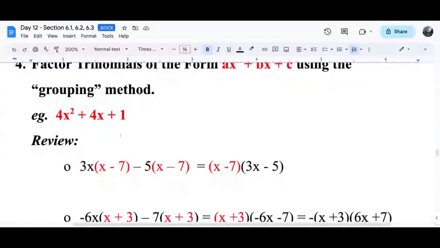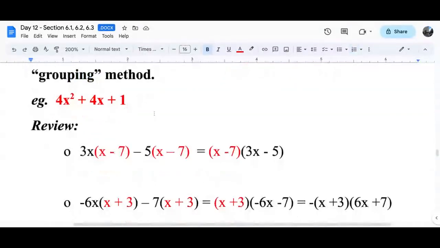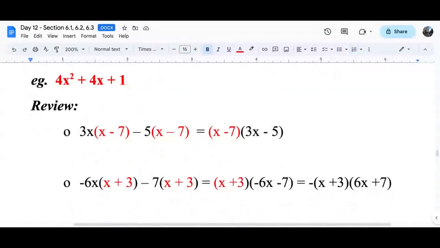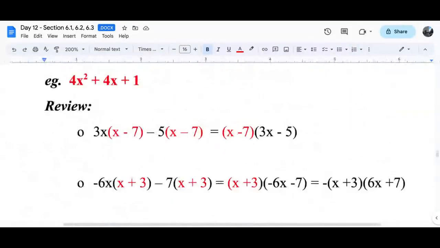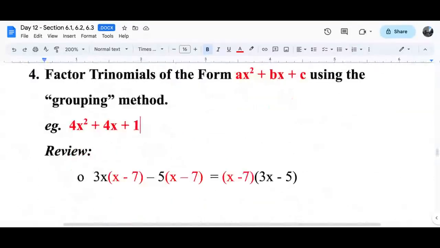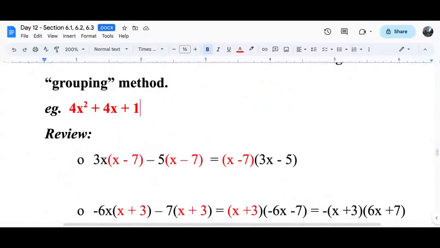Okay, let's keep moving. Something called the grouping method. Let's see, what is that? Let's see this first one. We could write this as 2x plus 2x. We just split 4x into 2x and 2x.